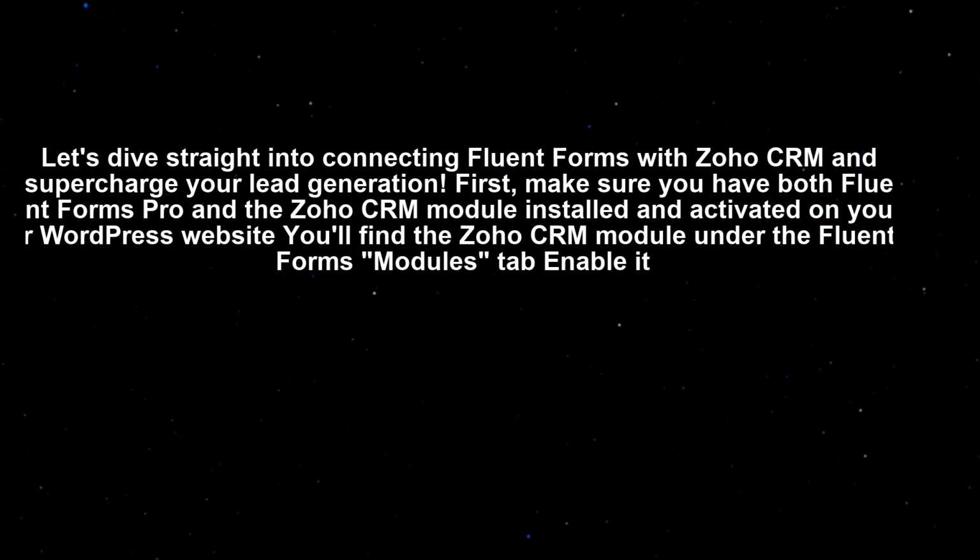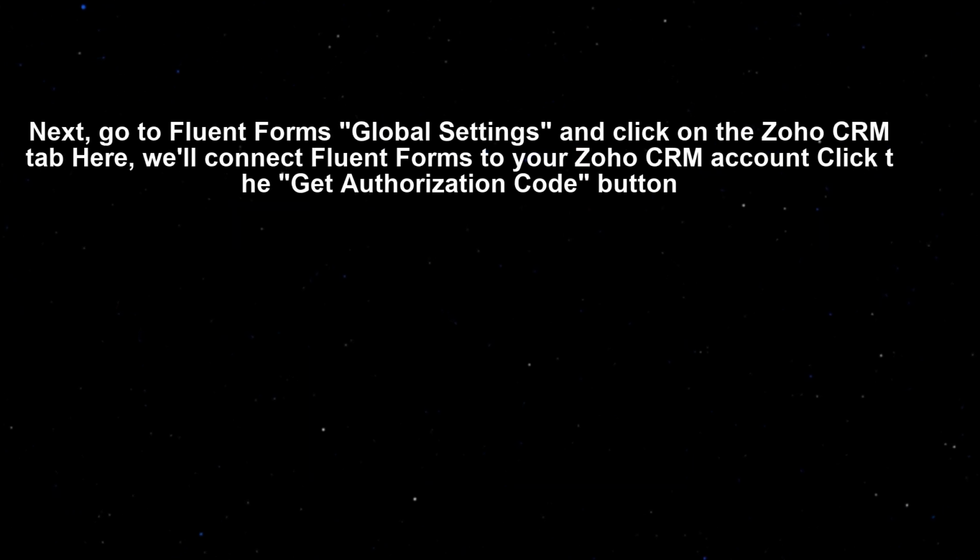On your WordPress website, you'll find the Zoho CRM module under the Fluent Forms Modules tab. Enable it. Next, go to Fluent Forms Global Settings and click on the Zoho CRM tab here. We'll connect Fluent Forms to your Zoho CRM account. Click the Get Authorization Code button.